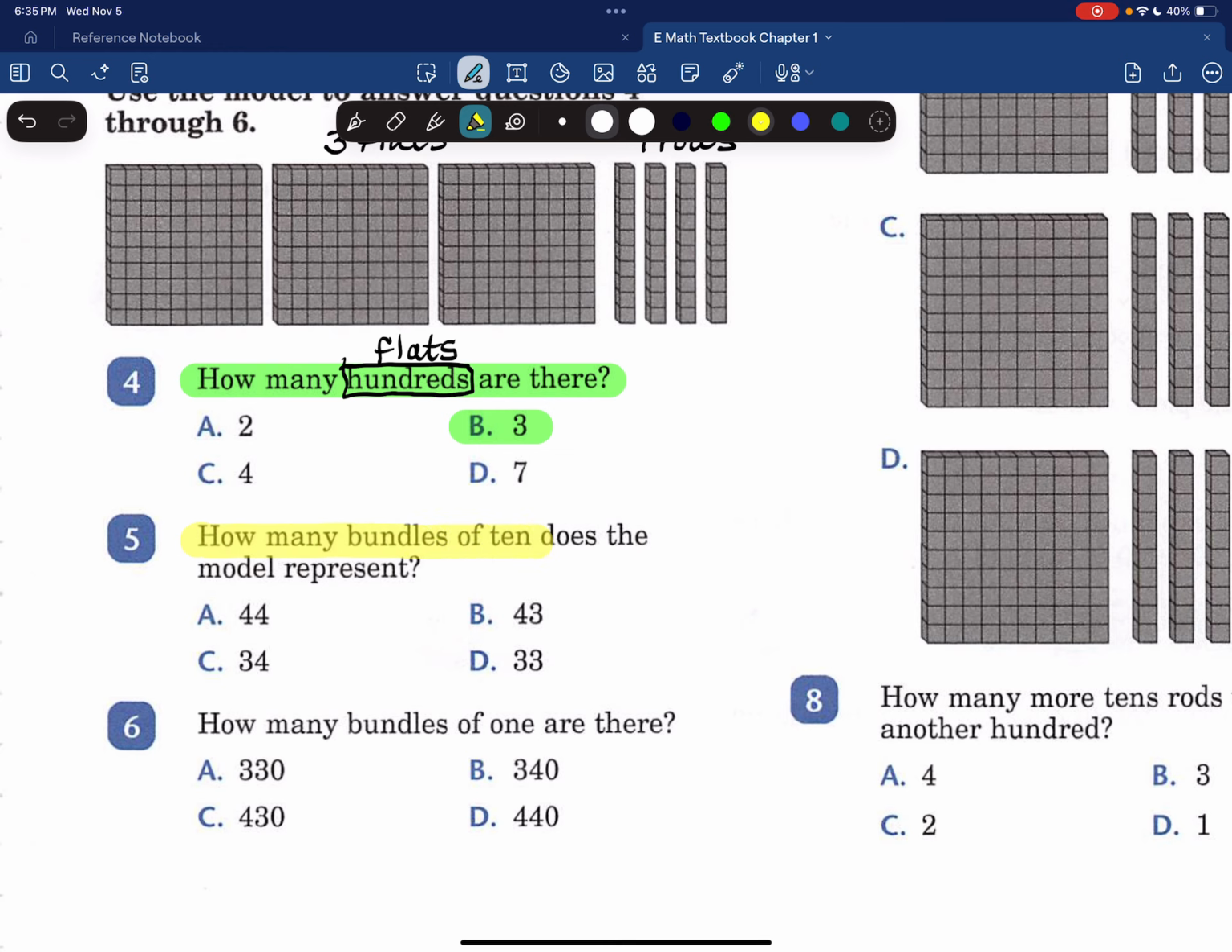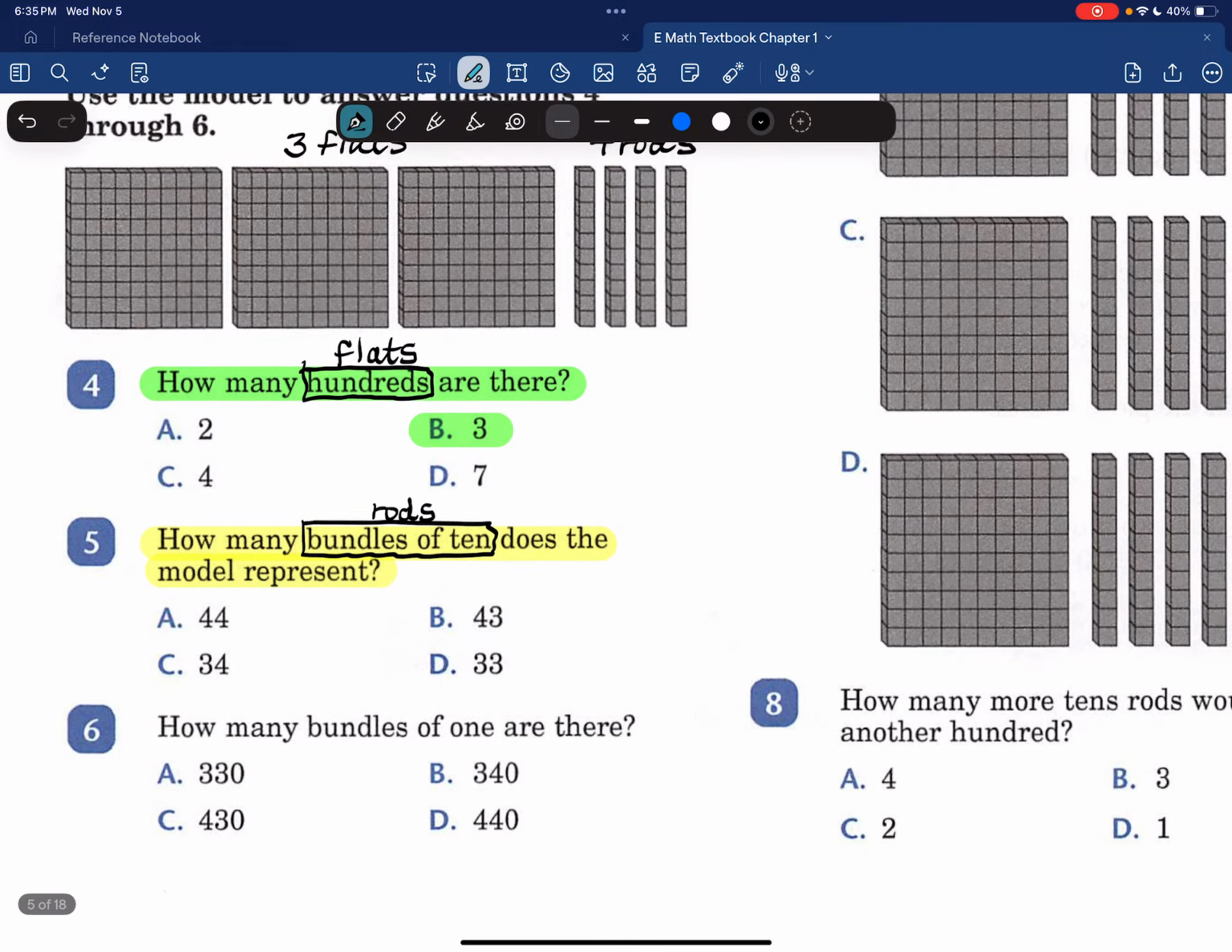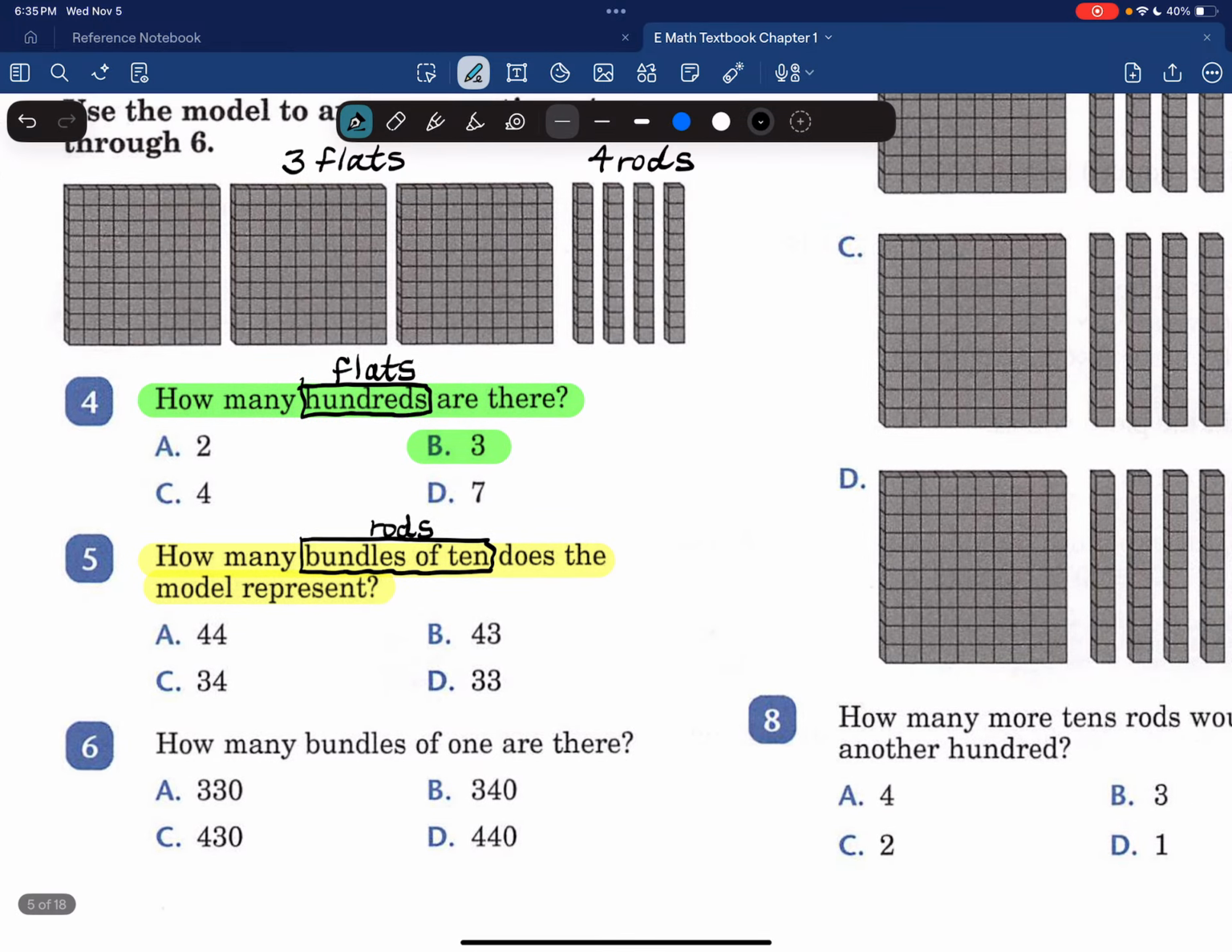How many bundles of 10 does the model represent? Well, bundles of 10 is another way of saying rods. So how many bundles of 10 does the model represent? Well, I see 4 rods already, but I also have 3 flats.